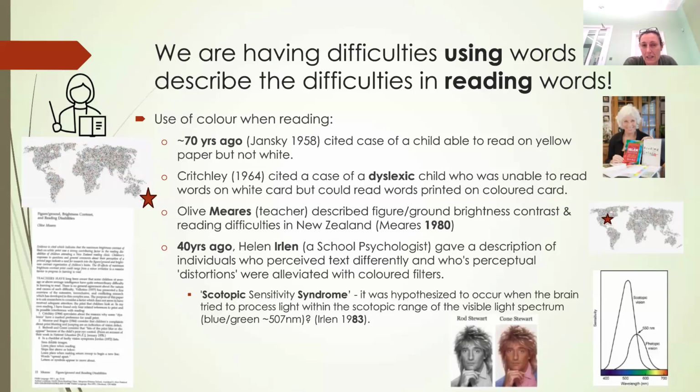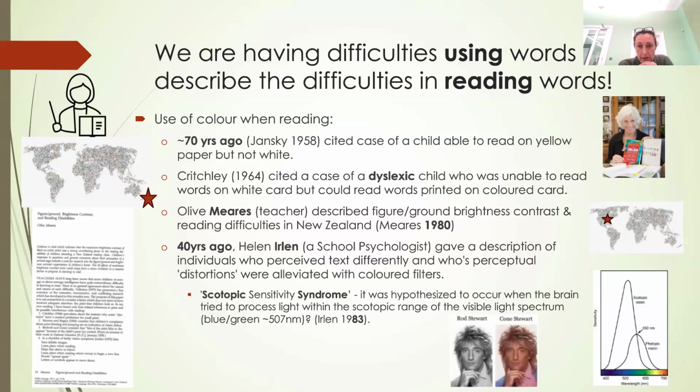Over 70 years ago is the first case I found where a child was able to read on yellow paper but not on white. Then there's a case of a dyslexic child who was unable to read words on white card but could read them on printed coloured card. And it was a teacher in New Zealand, Olive Mears, who first described this figure-ground brightness contrast and reading difficulties.